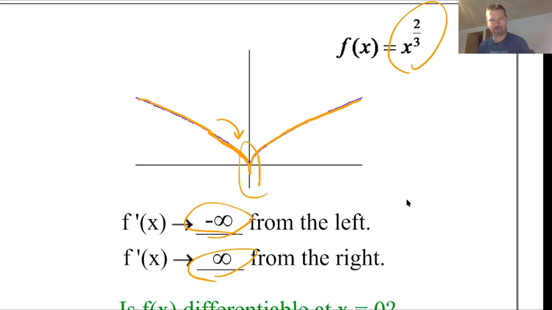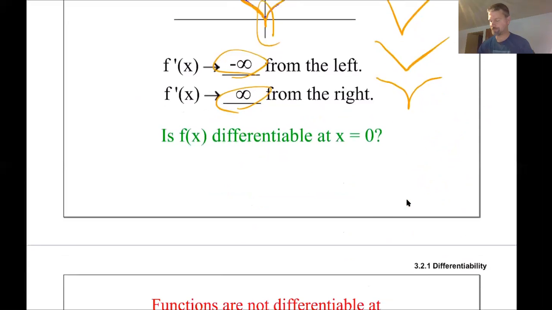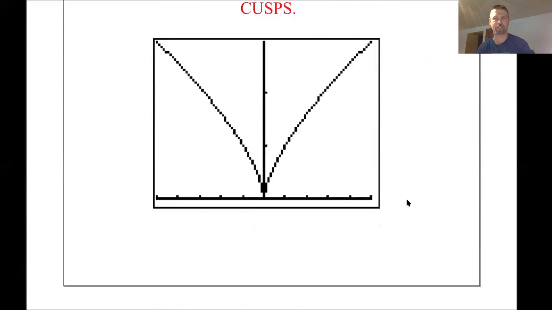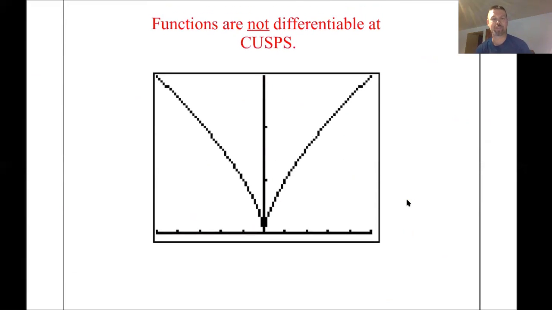So that line right there is a problem. It's kind of like going like this. It's given a name. It's kind of like a corner, but instead of a corner going to a sharp edge, this one actually shoots down towards infinity and then back up. I can't have a slope of infinity. It doesn't agree from the left and the right. That's a problem. This thing is called a cusp. So cusps. Functions are not differentiable at cusps.